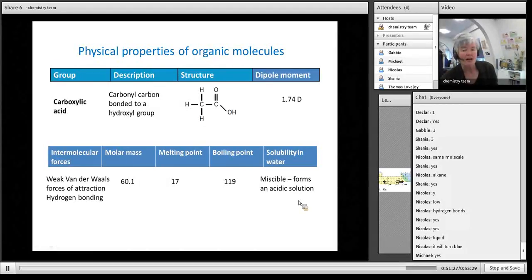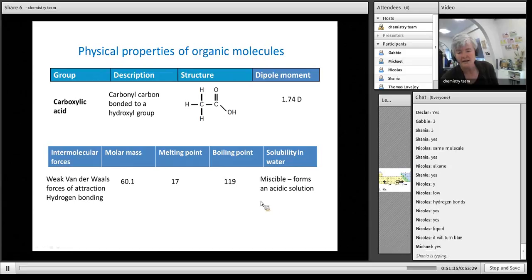So if I put blue litmus paper into a solution of ethanoic acid, what color would it turn? Red. So red ends in D, acid ends in D. So if I've got an acid, think of what it ends in. It'll either stay red if I use red litmus paper, or it'll turn red if I use blue litmus paper. And it's a liquid because I've got these stronger forces of attraction.